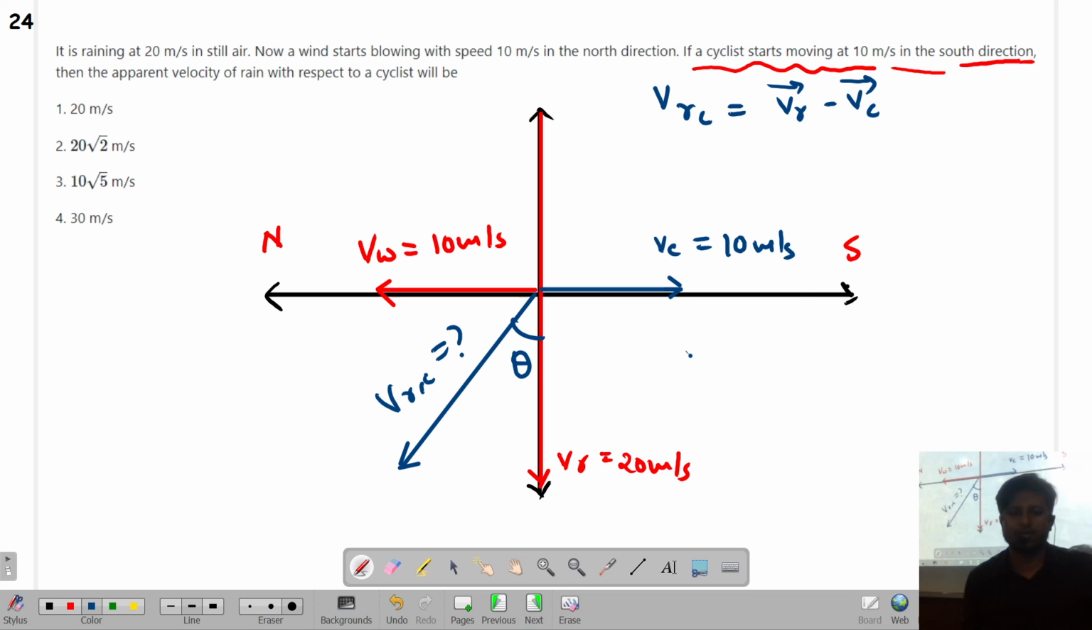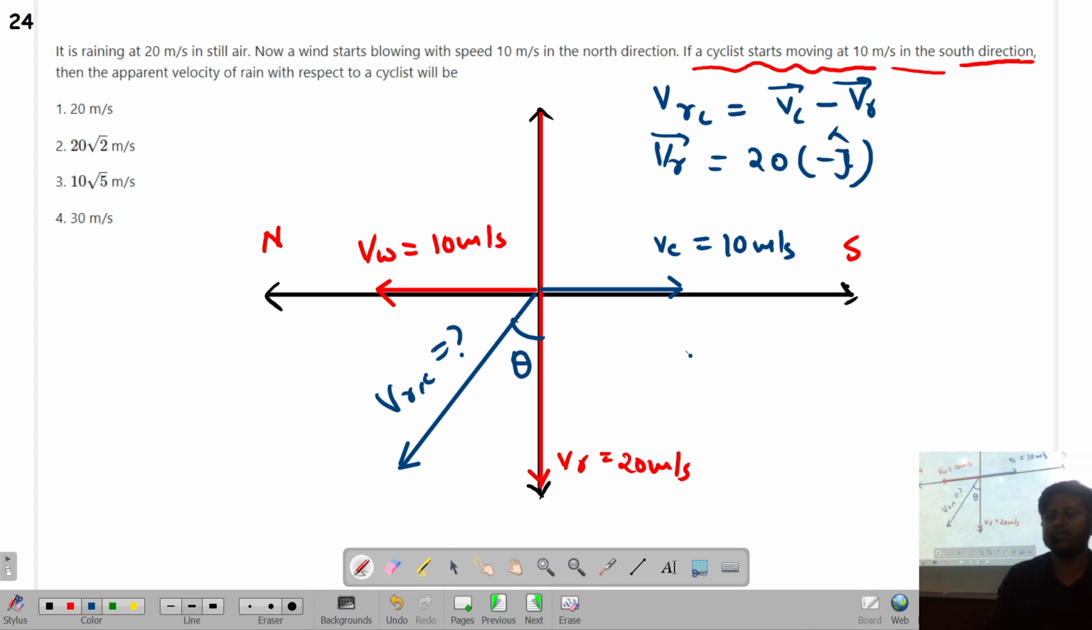Sorry, wait. The velocity of the cyclist or man vector minus the velocity of rain vector. This is the equation. Now look over here. What is the velocity of rain? I can write the vector: 20 into minus j cap. Rain is falling along the vertical. Vertical I denoted by j cap, the j axis, and downward it is, so therefore minus 20 j cap.